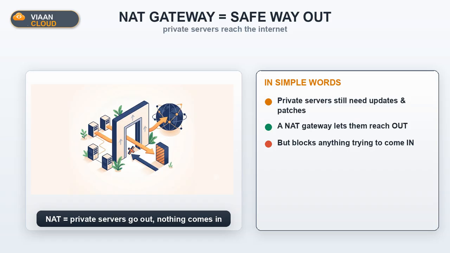Now, private servers can reach out to the internet through the NAT for patches, updates, outbound calls, while the internet still can't start a connection in. It's a one-way valve, outbound yes, inbound no.